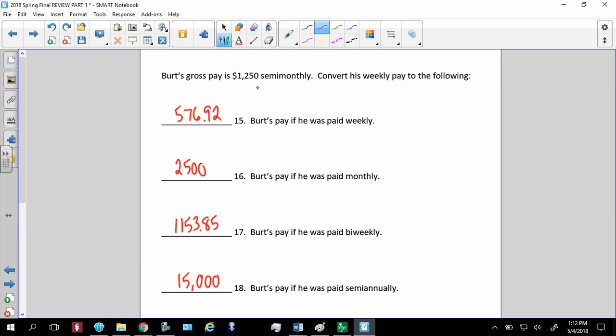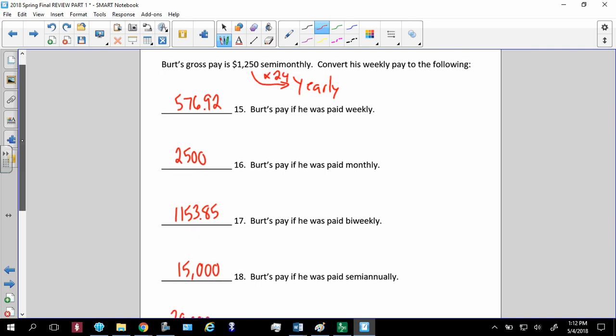Birch Gross's pay is $1,250 semi-monthly. Convert his weekly pay to the following. Now, do not go straight from semi-monthly to weekly. Don't do that. You'll make a mistake. What you need to do is convert this to yearly first. So take this and convert it to yearly, which for semi-monthly would be multiplying it by 24.